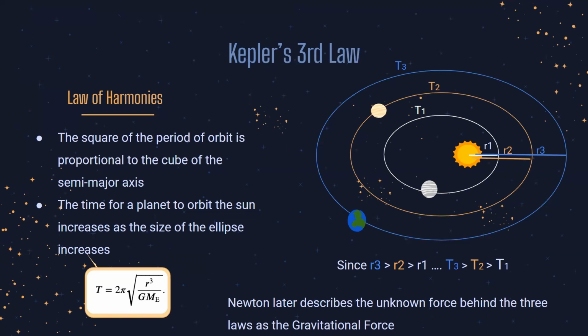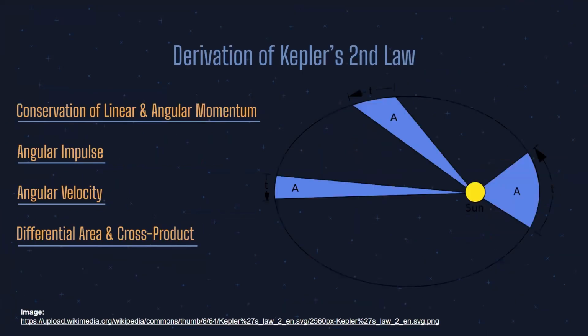And for all of Kepler's laws, there was an unknown force behind all of these motions and distances and paths. And Newton later described this about 20 years later as the gravitational force. So the big part of our project was deriving Kepler's second law. And to do that, we had to use certain dynamics principles that we learned throughout the semester.